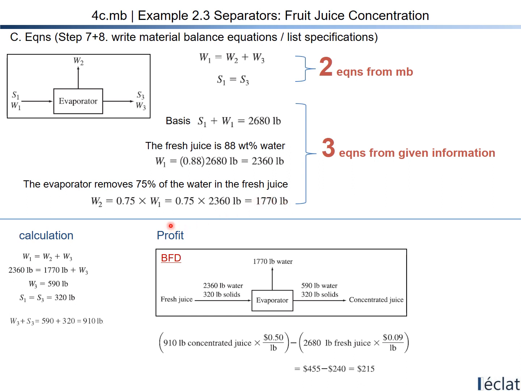That's it. And then let me talk about the profit. Right now we have all values: water amount, solid amount, water, solid amount. Then it's time to calculate the profit. The total amount of concentrated juice is 910 pound, right? For each pound of concentrated juice the processor earns $0.5. But here's the cost for getting the fresh juice from the farm. 2680 pound fresh juice comes from the farm, and each pound costs $0.09. So the processor will earn $215. That's example 2.3.